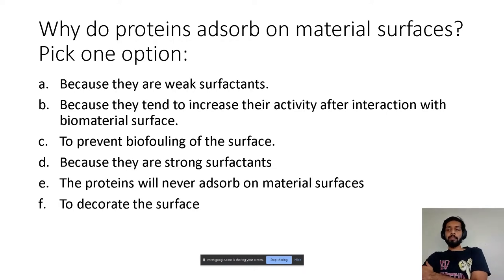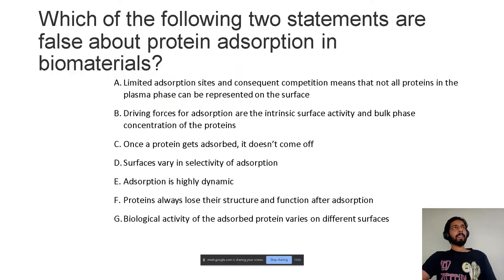So why else would they adsorb? Because they are weak surfactants. So they have both hydrophilic and hydrophobic regions, especially hydrophobic regions, which enable them to interact with these biomaterial surfaces. Okay.